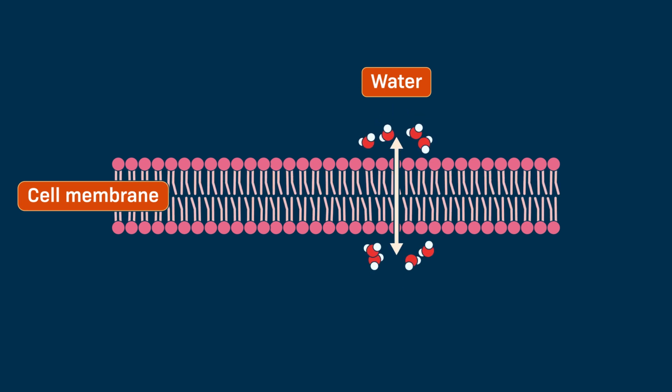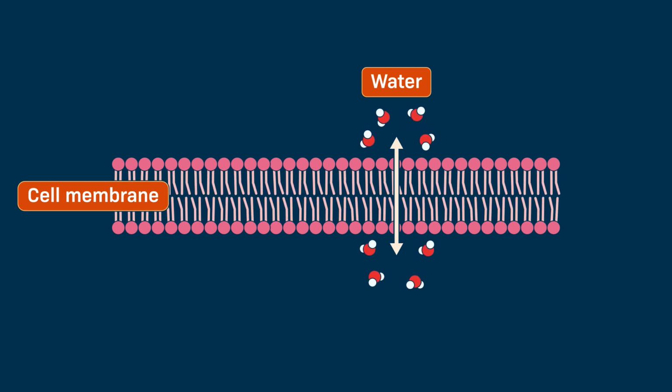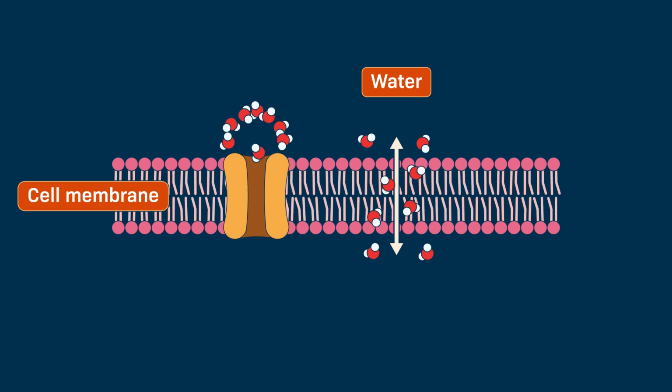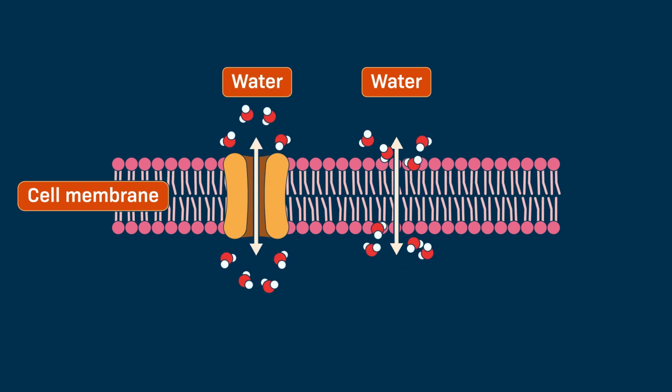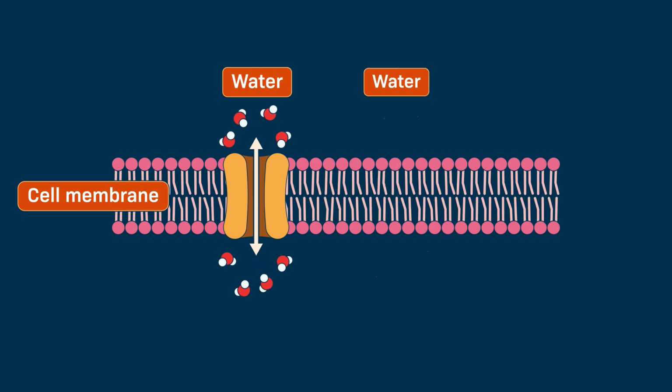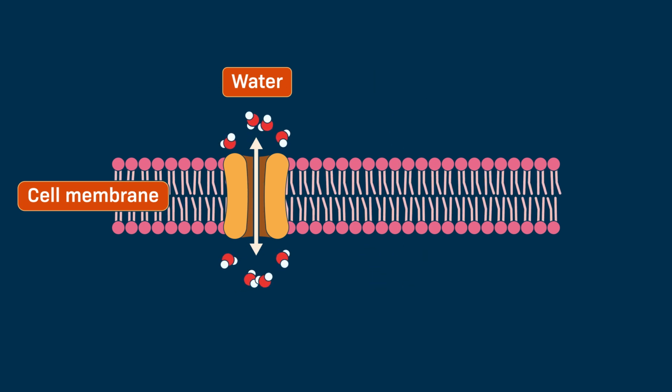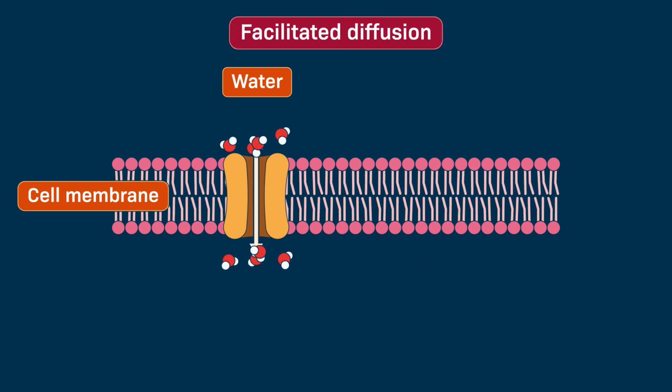We know that water can move across the membrane by simple diffusion, but it can only move at a slow speed. In situations where a cell requires rapid movement of water, cells then use these aquaporin channels to speed up the process. When diffusion requires the help or support of a protein channel, we call it facilitated diffusion.